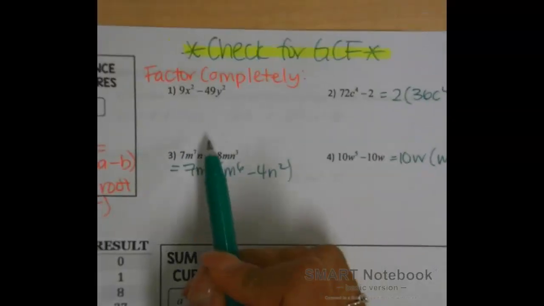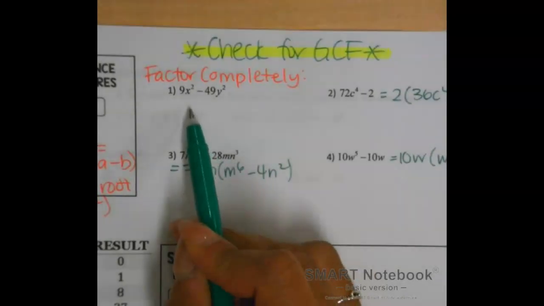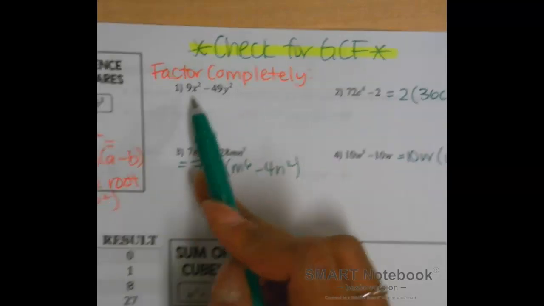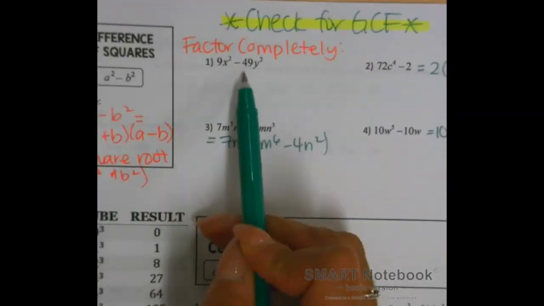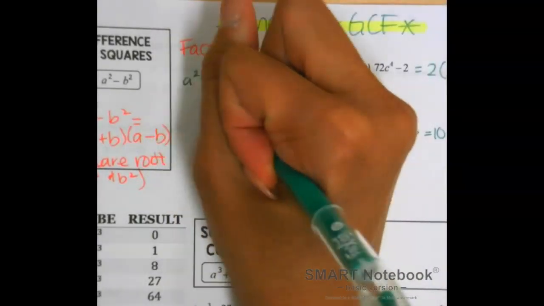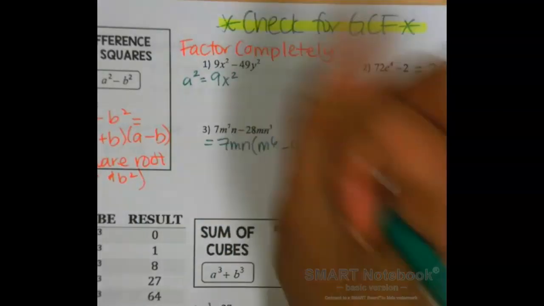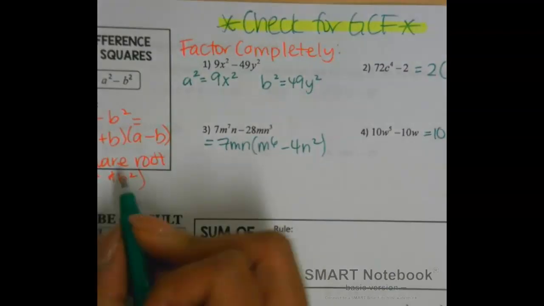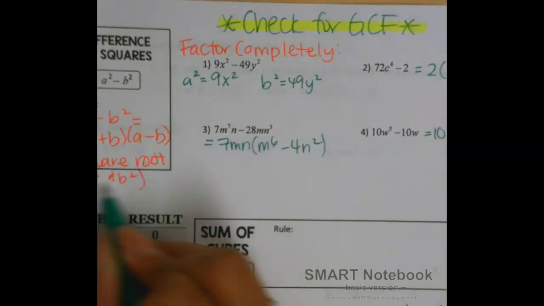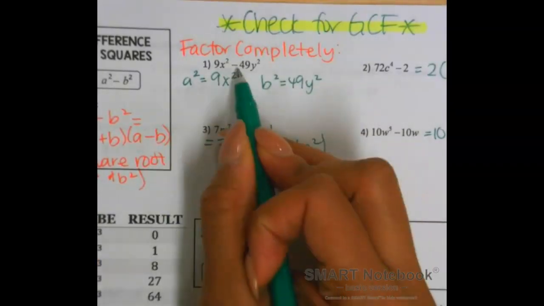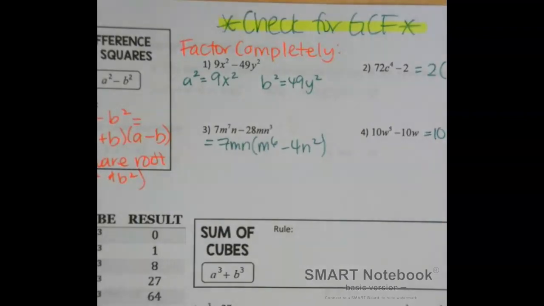Okay, so still in the first section, I'm going to look at the first question here, and it says to factor completely. So one part is looking for your GCF. The second part is to actually apply this rule to this question. If I was to factor this, that means your a squared is your 9x squared, and your b squared is 49y squared. Remember how we said that we are taking the square root of the a squared and the b squared? That's for both of these terms. If I was to attach the negative with the 49, what happens when you take the square root of a negative?